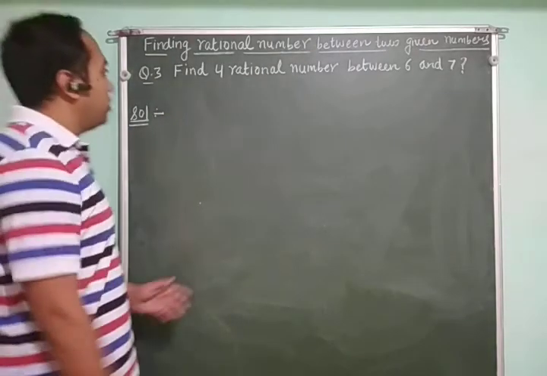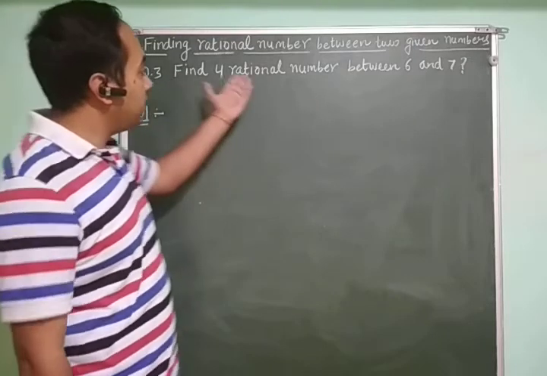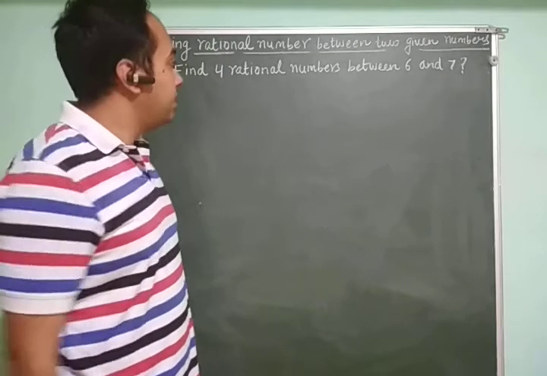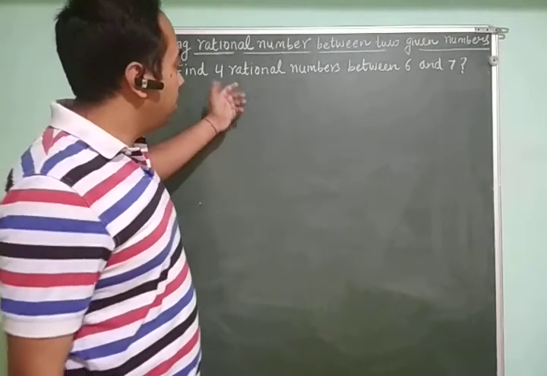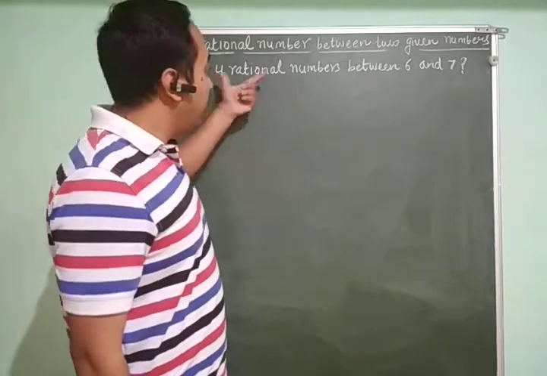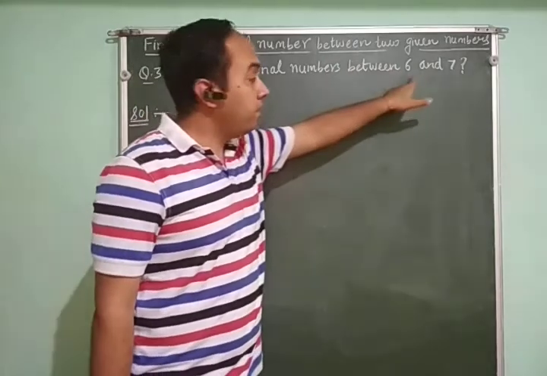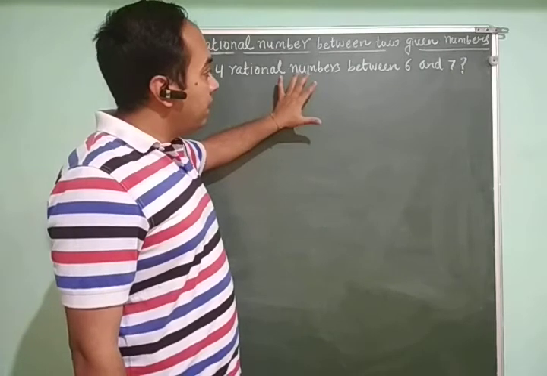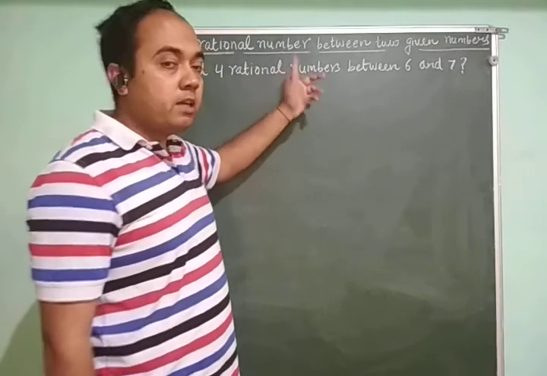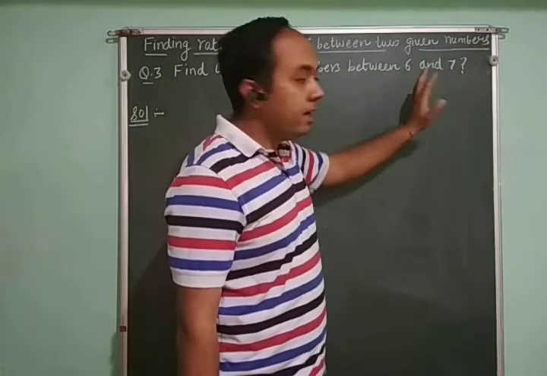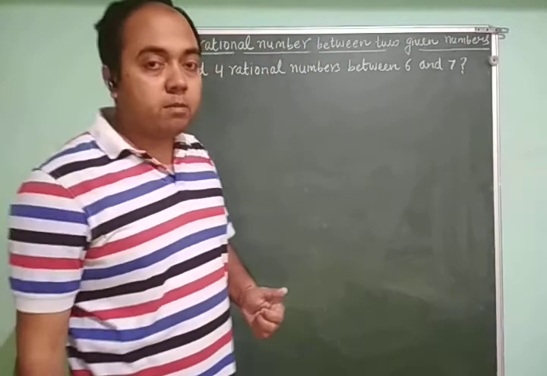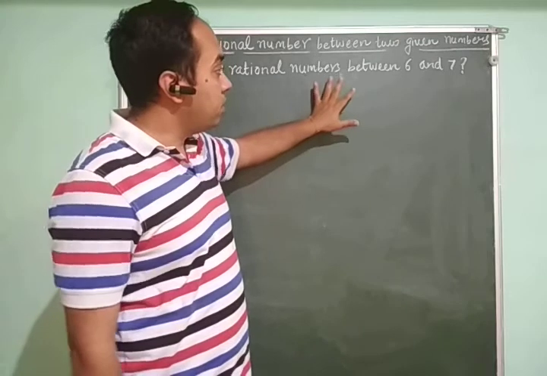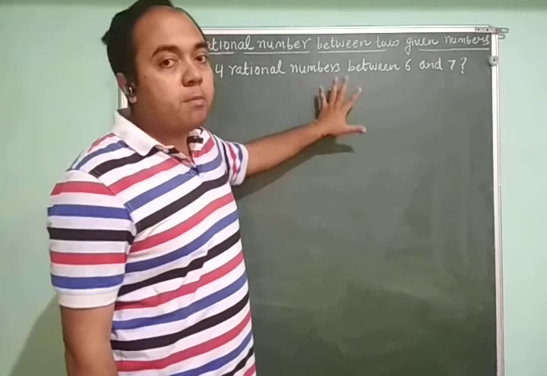Now question number 3 is find four rational numbers between 6 and 7. In this question, we need to calculate 4 rational numbers between 6 and 7. Now, if we attempt this question by the previous method, that is adding these two and dividing by 2, it will take a lot of time. This means that we need an alternative method for solving this particular type of question.